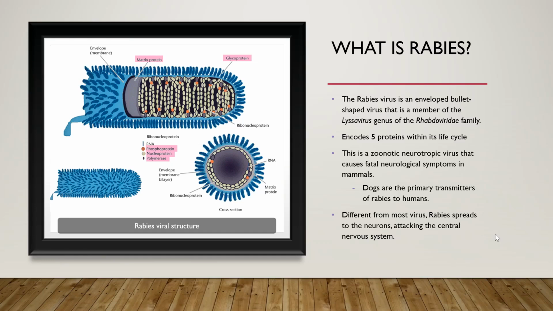This is a zoonotic neurotropic virus that causes fatal neurological symptoms in mammals. Dogs are the primary transmitter of rabies to humans. What is different about this virus from most viruses is that rabies spreads to the neurons, attacking the central nervous system.